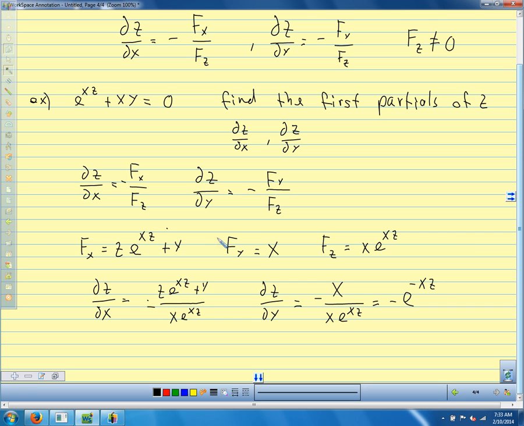Much easier than trying to do it the other way that we've done in the past. It streamlines this process of implicit differentiation. And if we start off with our function not in the form F of x, y, z equals 0, we just rearrange it so we do get F of x, y, z equal to 0. Questions there?